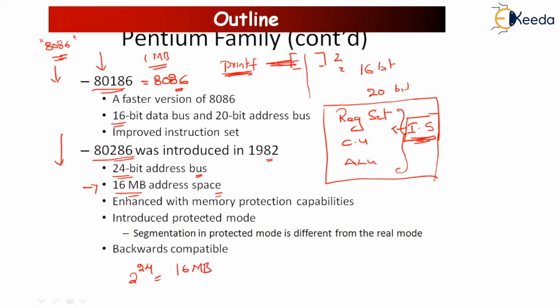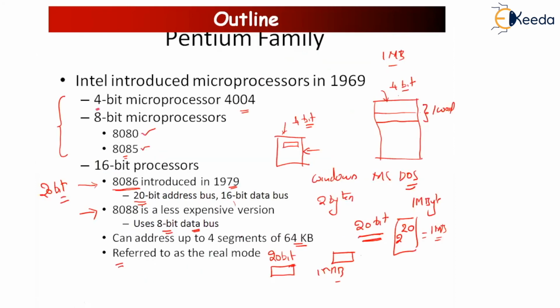Of course, enhanced with the memory protection capabilities, the protection of the memory is enhanced in 80286. It introduced protected mode. In the previous 8086, there is no protected mode. Generally, the system operates in two modes. One is user mode and one more is supervisor mode.